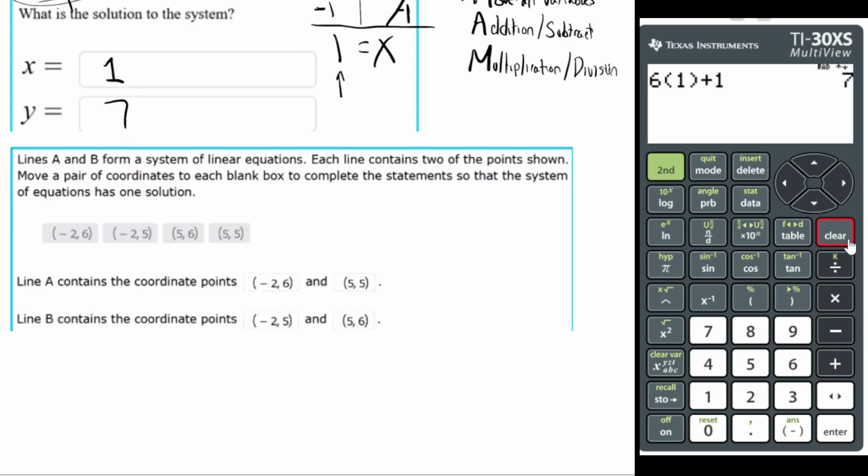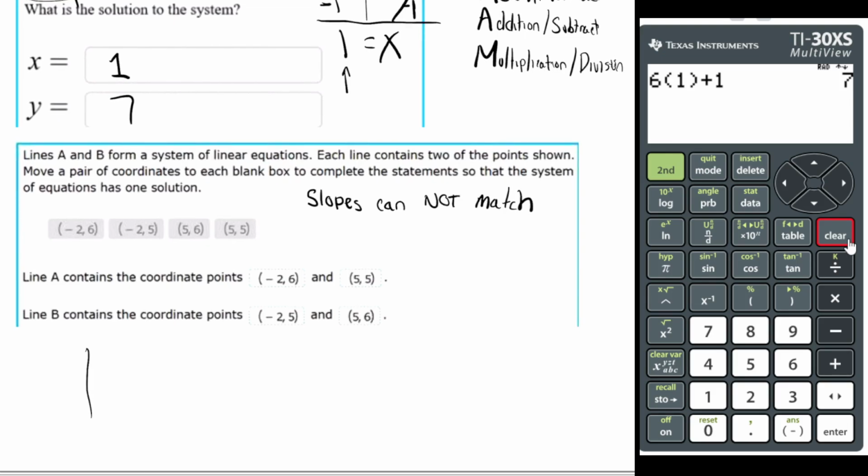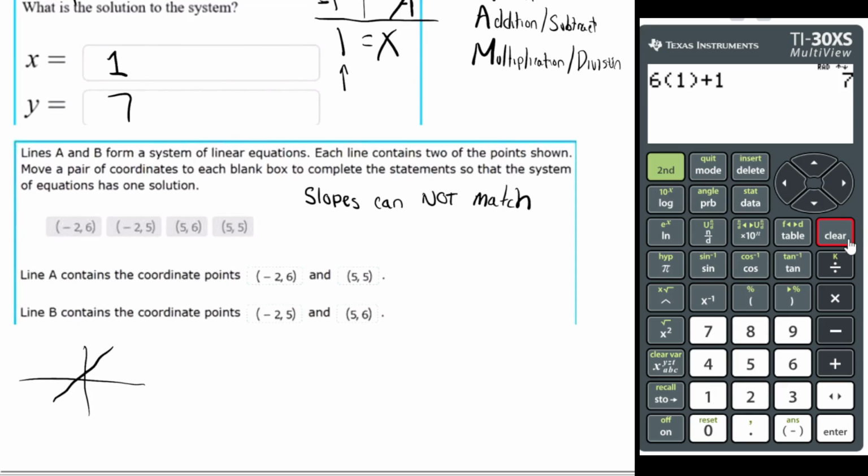In order for a system of equations to have one solution only, the only rule that needs to be followed is that your slopes cannot match. Because if your slopes are the same, the lines will never make any progress towards or away from each other. So if you have a line like this and a line like this, and their slopes are exactly the same, they're going to stay parallel forever, which means they will never cross.